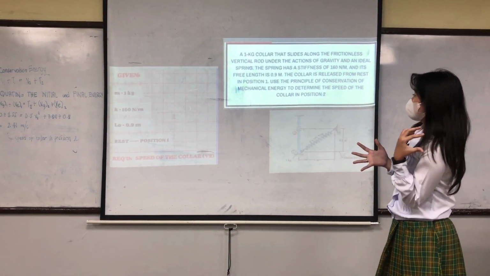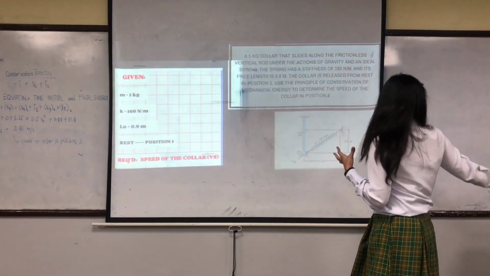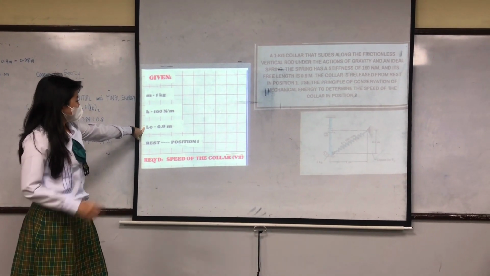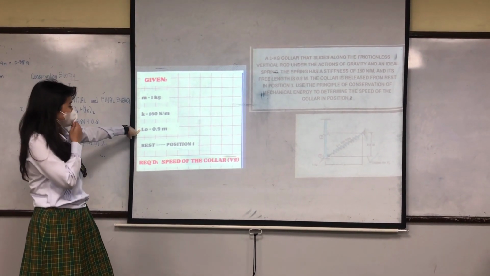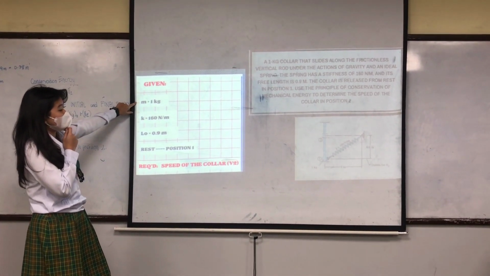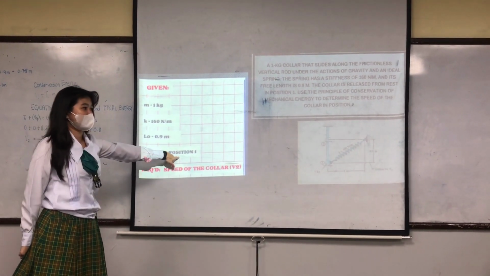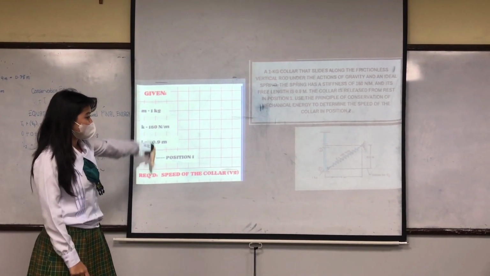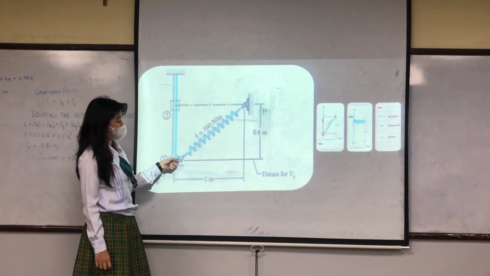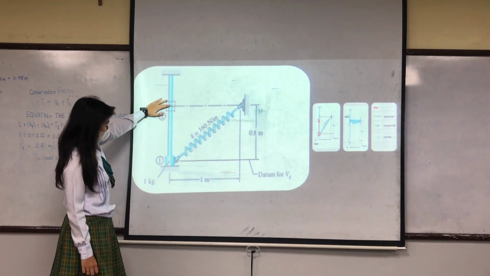So we are given a constant stiffness of 160 Newton per meter. So this one. We also have the non-stretch length of 0.9 meter. And we also have the 1 kilogram collar at rest, at position 1. Here, this is the collar that is connected to this spring, and this is at position 1, and this is the position 2.